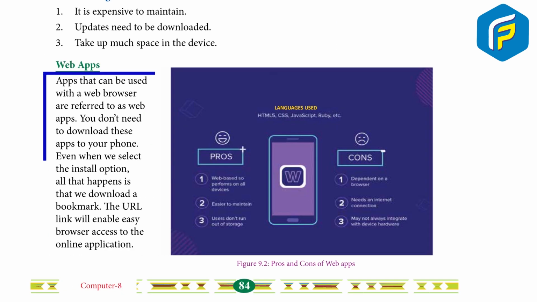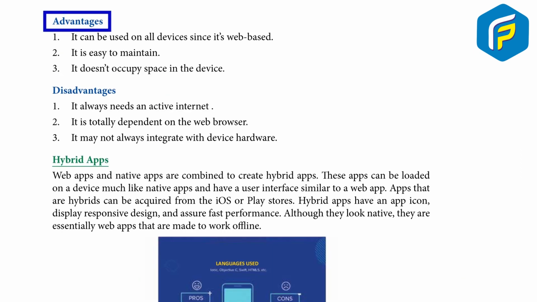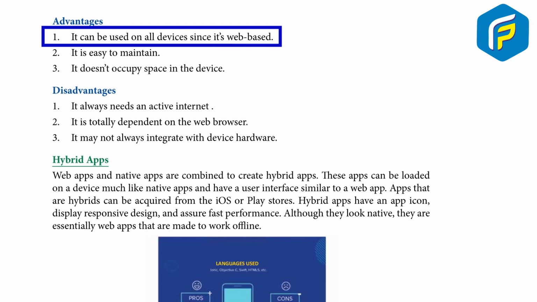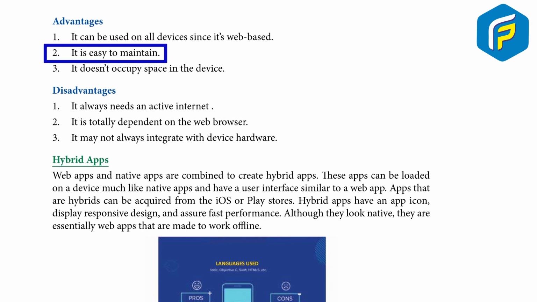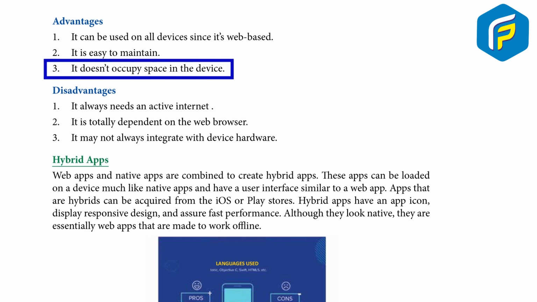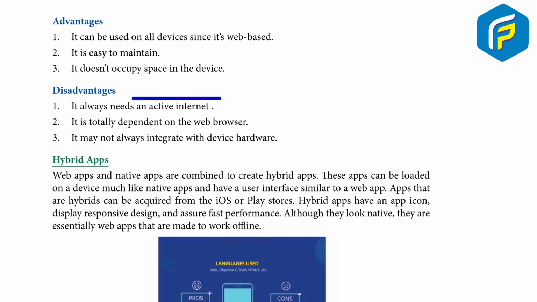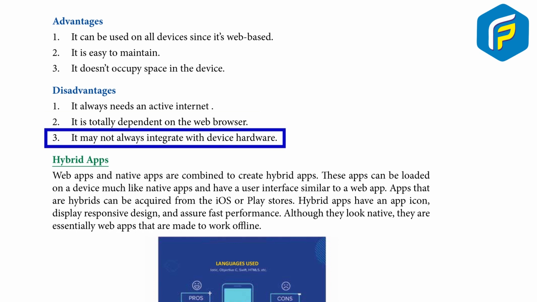Web apps. Apps that can be used with a web browser are referred to as web apps. You don't need to download these apps to your phone. Even when we select the install option, all that happens is that we download a bookmark. The URL link will enable easy browser access to the online application. Advantages: 1. It can be used on all devices since it's web-based. 2. It is easy to maintain. 3. It does not occupy space in the device. Disadvantages: 1. It always needs an active internet connection. 2. It is totally dependent on the web browser. 3. It may not always integrate with device hardware.